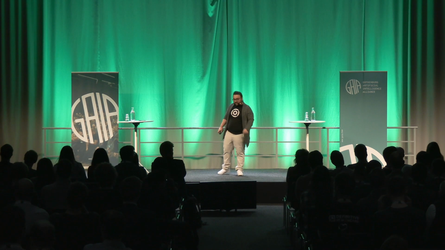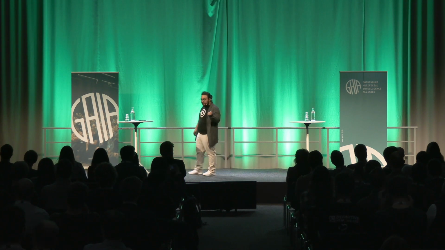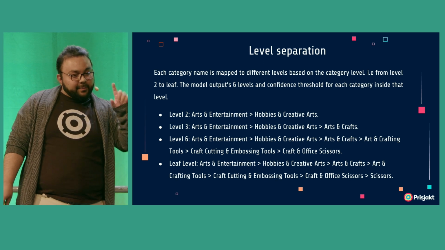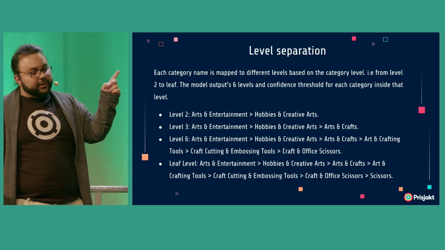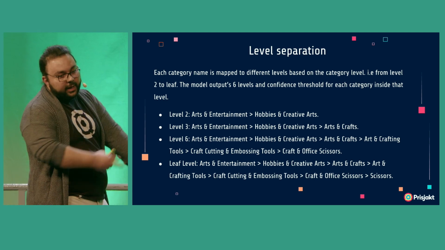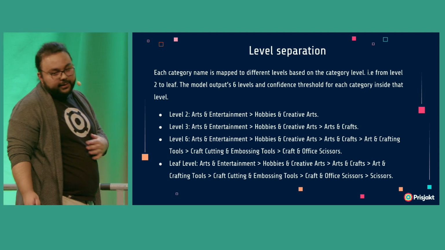So for a single input that we get, we actually get 6 outputs, starting from level 2. We don't want to go through the root level, like arts and entertainment in this case. We started from level 2, and then we went all the way to the leaf level.